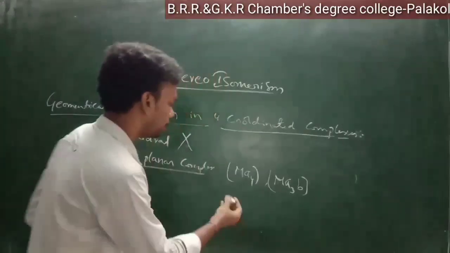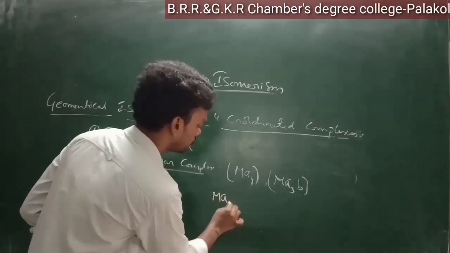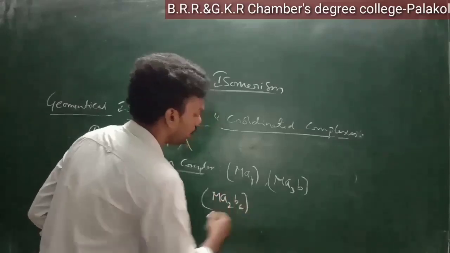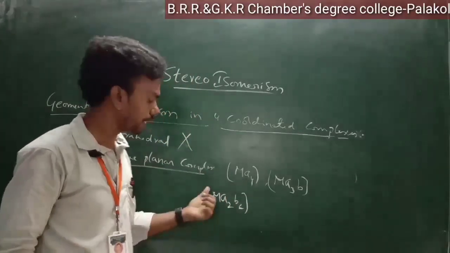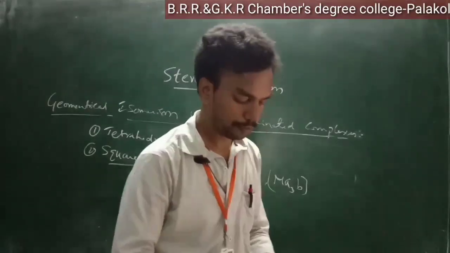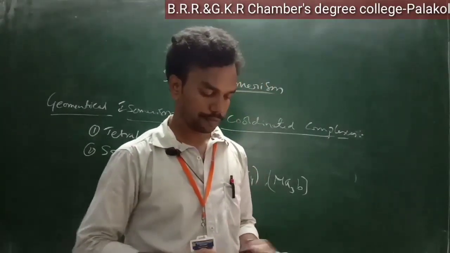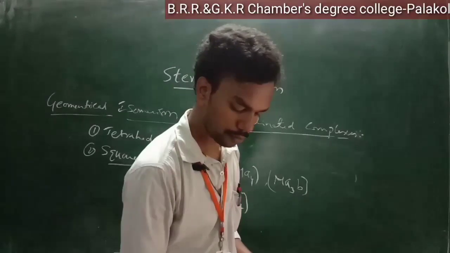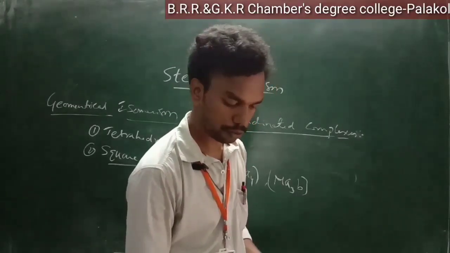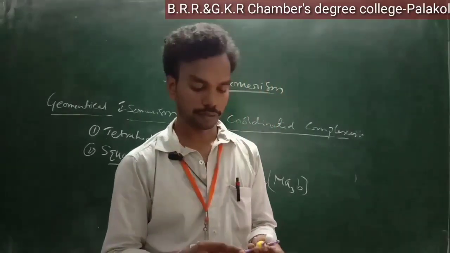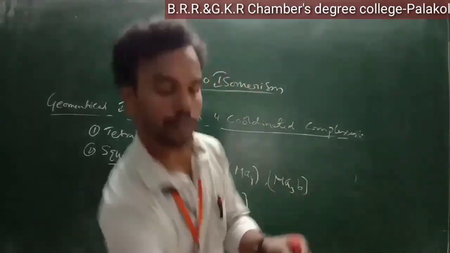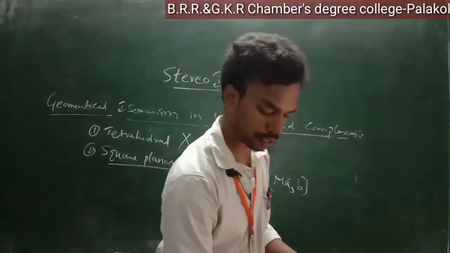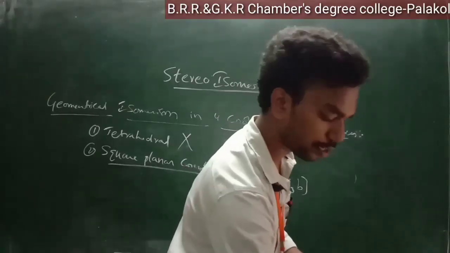Next, geometrical isomerism is shown by square planar complexes of the type MA2B2, where 2 ligands are different. For example, I will show you. So here, okay, I will put another ball.